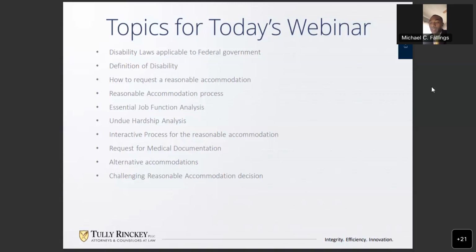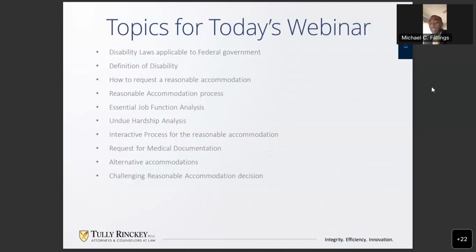In each of these topics, I'll try to focus on the specific accommodation of seeking telework. Of course, there are other accommodations that employees may seek, but we'll try to focus the topics on seeking telework as a reasonable accommodation.